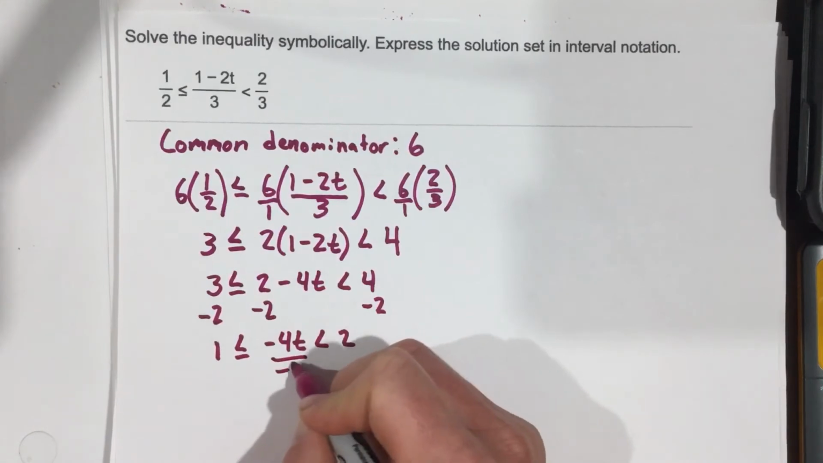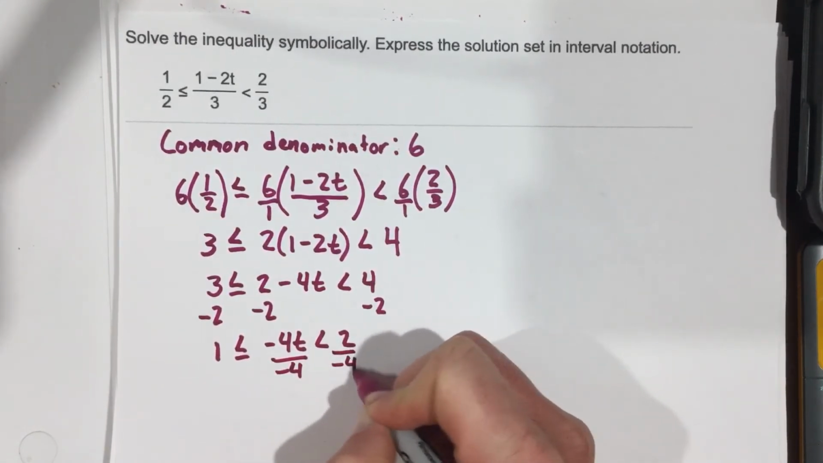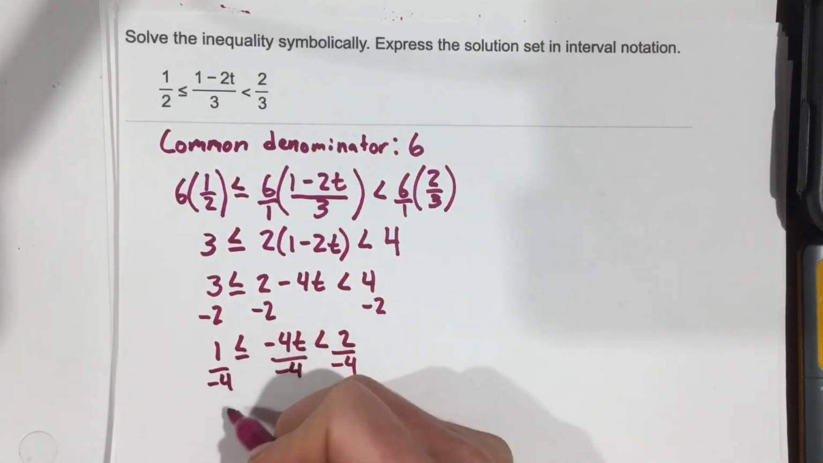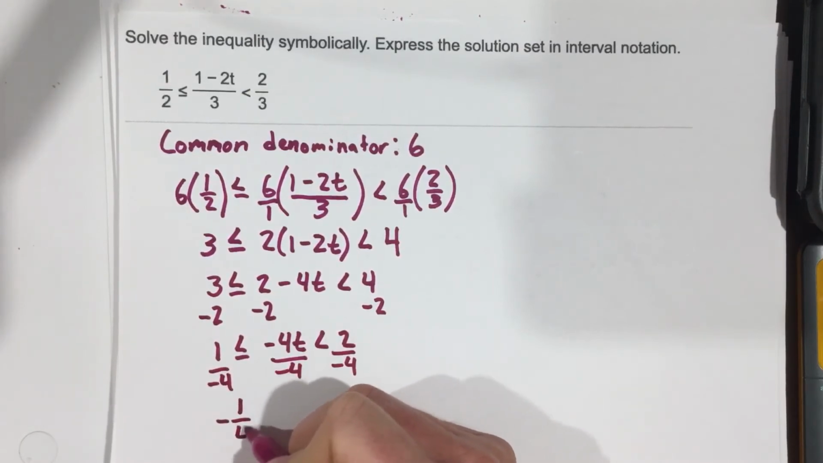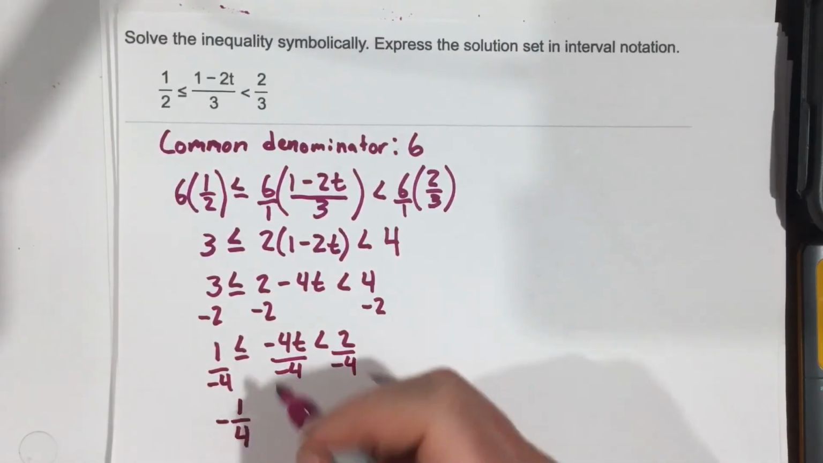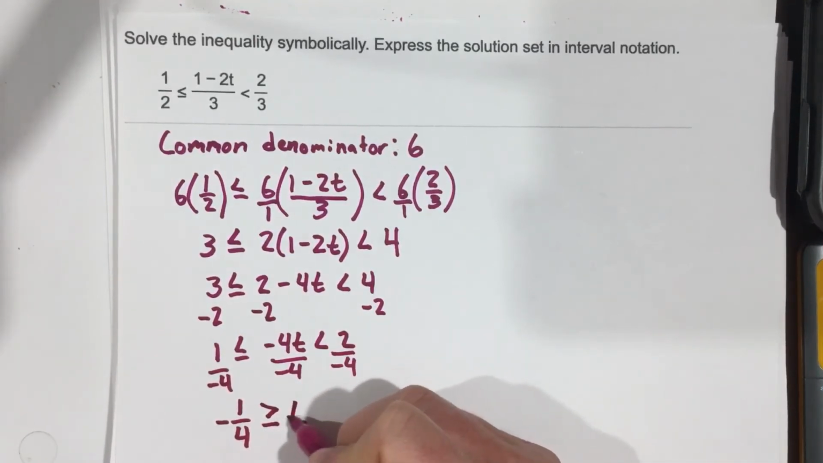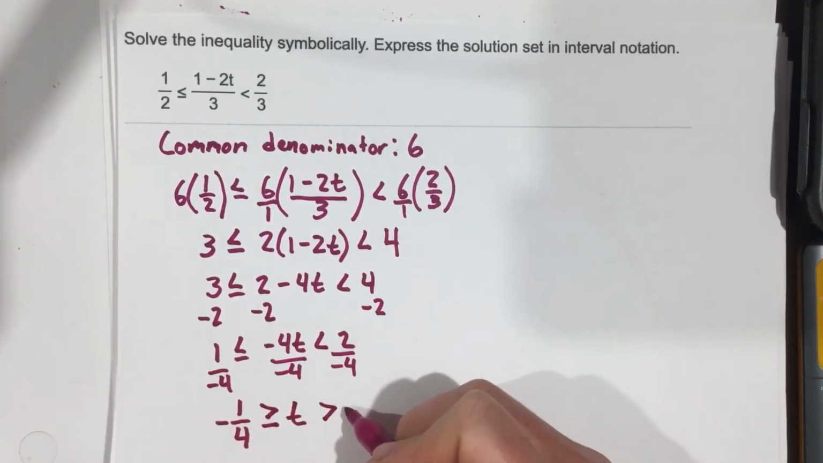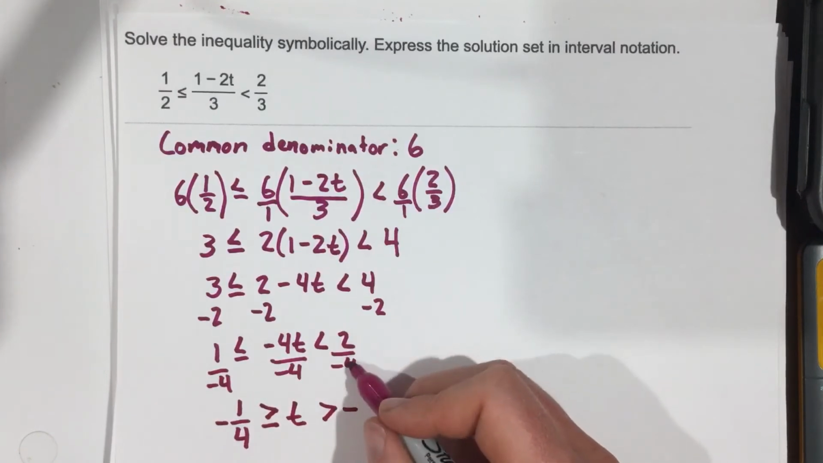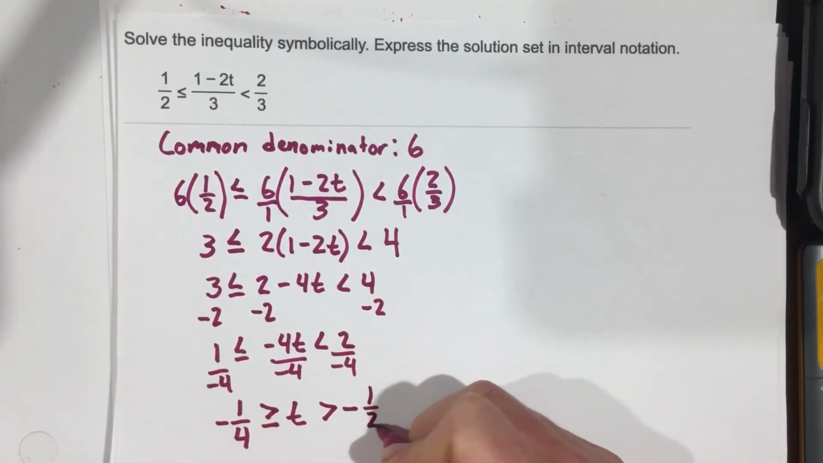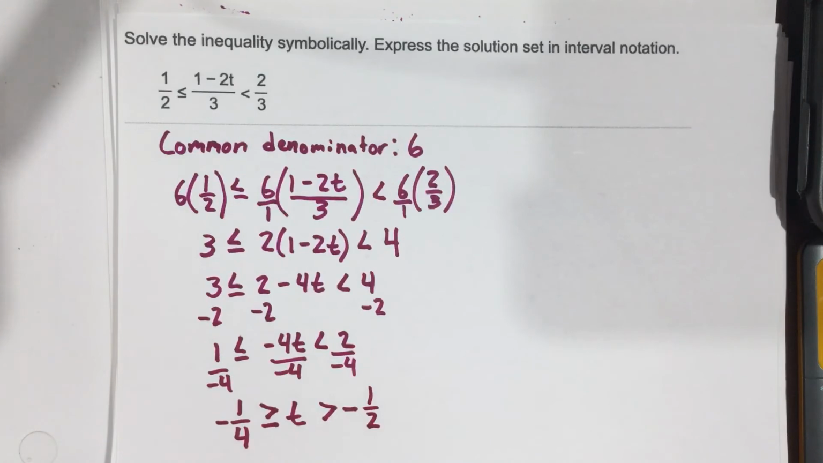Well, let's just write it out. Divide by negative 4, divide by negative 4, divide by negative 4. That's negative 1/4. Because we're dividing by a negative, we have to flip the inequality sign, so greater than or equal to t, greater than negative, we can reduce that, 2 over 4, which is a half. Okay, let's rewrite this because negative a half is actually smaller than negative a fourth.